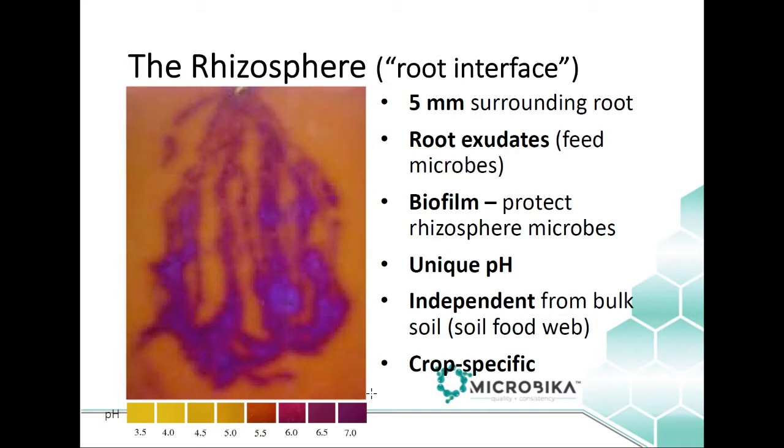So the environment in the rhizosphere, the whole chemical composition and environment there, is totally independent and different from the bulk soil. And that's also why the rhizosphere is crop specific. If I put up a legume rhizosphere here, you would see it's a totally different pH. There are obviously different root exudates, so it's chemically different. So every crop has a unique rhizosphere, and because of that, a unique group of microbes establish in the rhizosphere and interact with the plant.